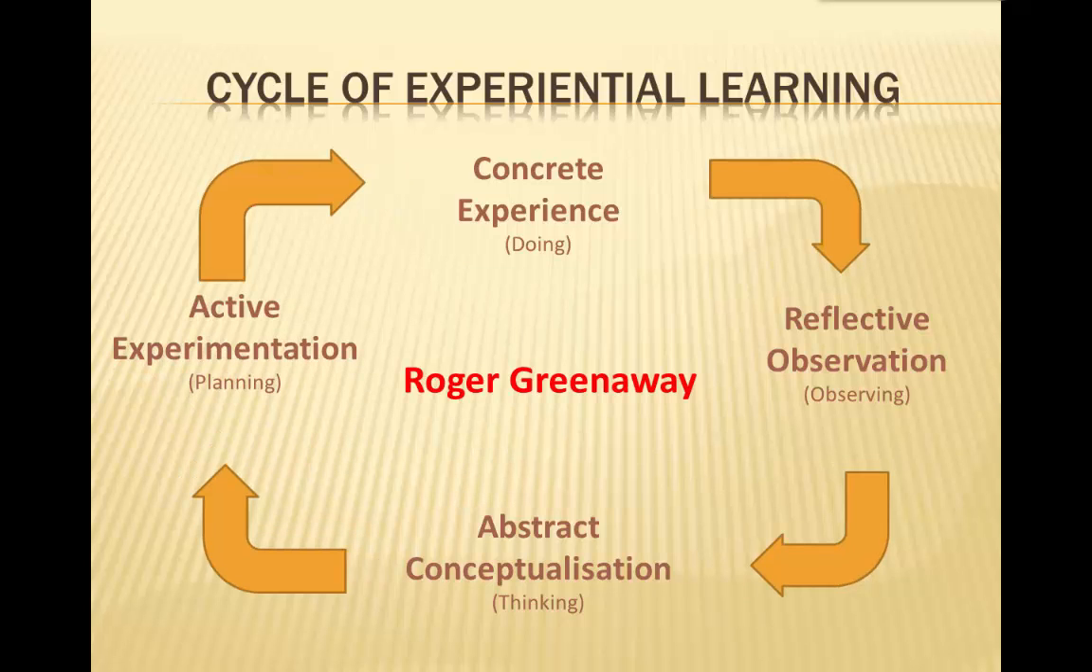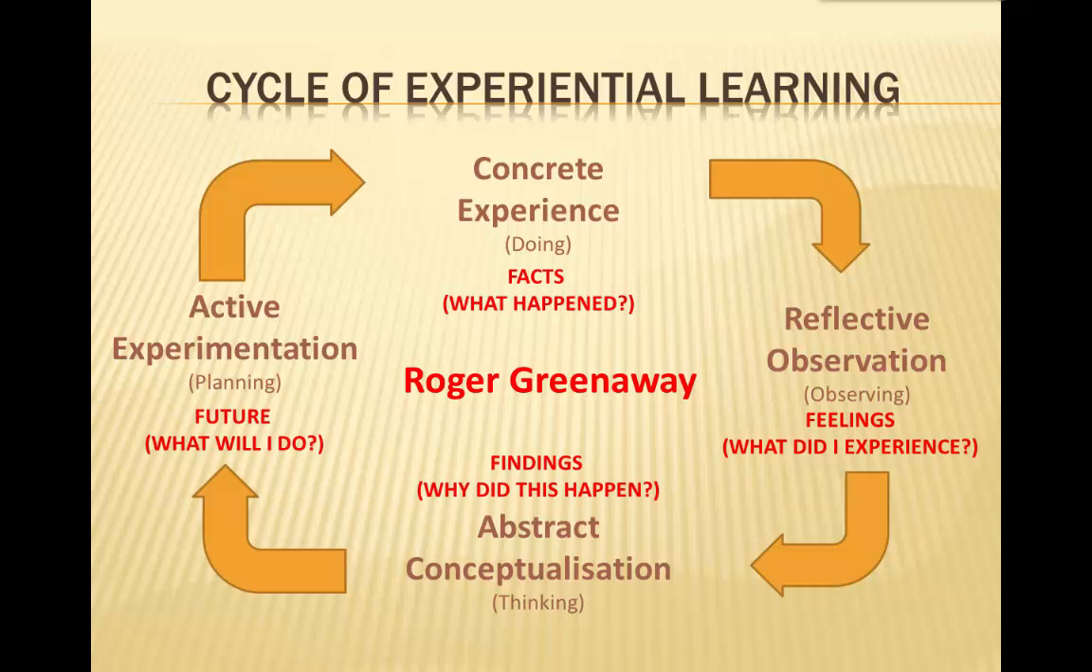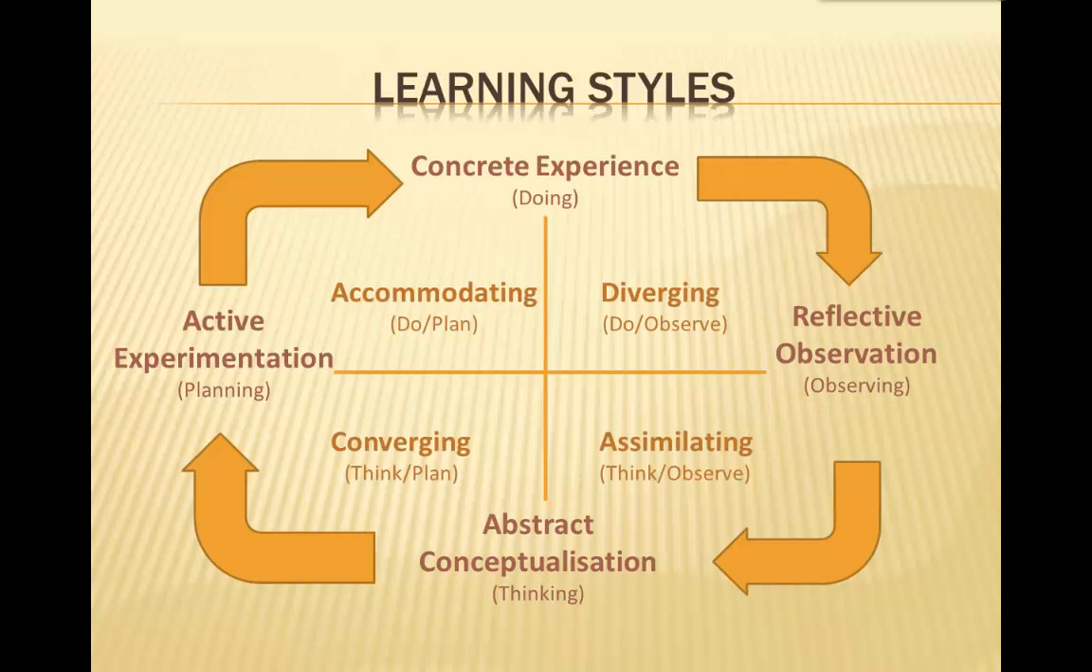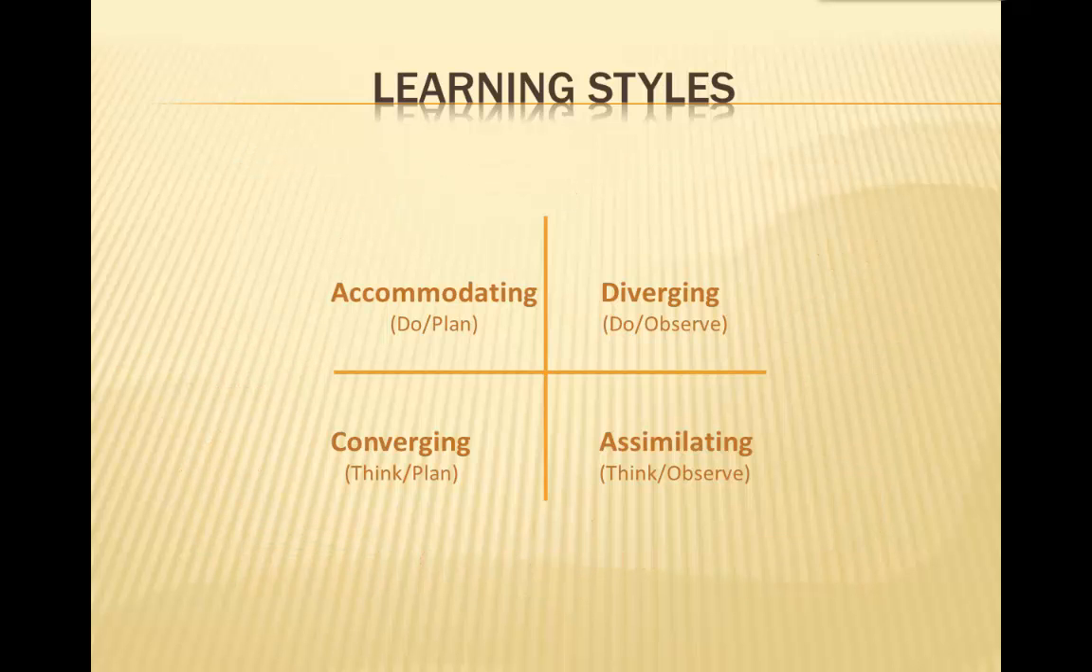Recall, Kolb's experiential learning cycle is very similar to Roger Greenaway's learning cycle that we have learned in the previous lessons, which consists of facts, feelings, findings, and future. Since different learners prefer different styles of learning, Kolb concluded that everyone's preferred learning style is actually the product of 2 choices that we make. Therefore, learners would somehow fall into one of these quadrants derived from the cycle of learning.